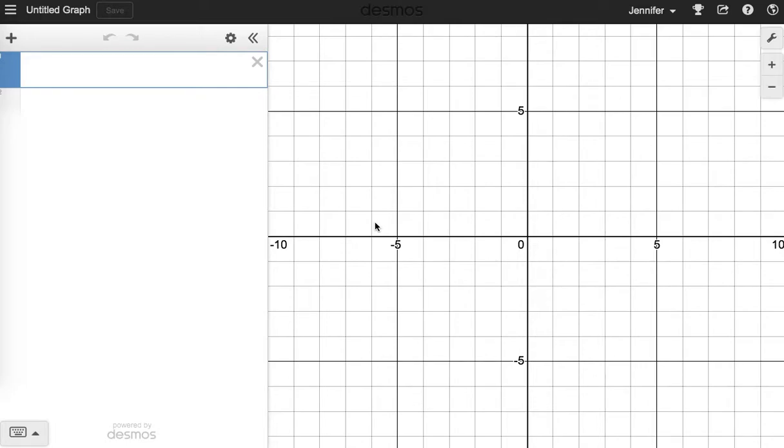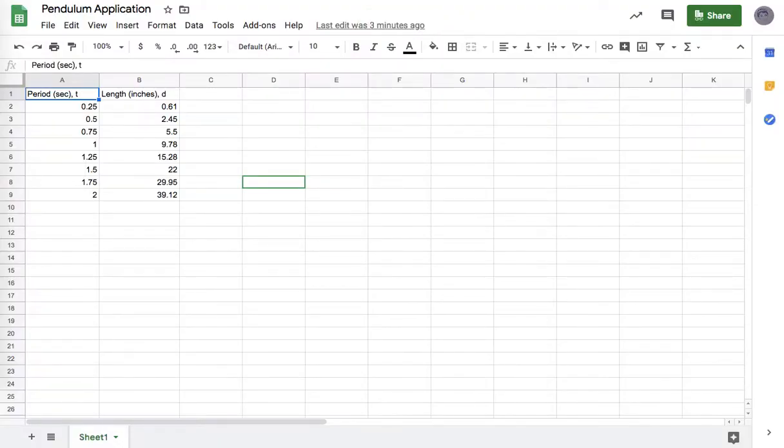In this video, we're going to look at the solution to a problem. To do this, we've got some data we're going to look at. This data has to do with the period in seconds it takes for a pendulum to swing related to the length of the pendulum.